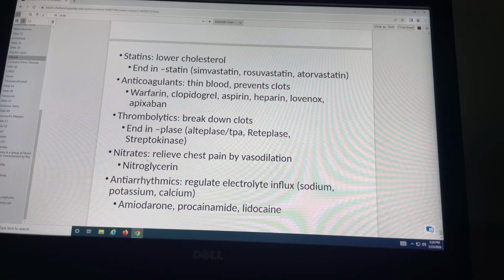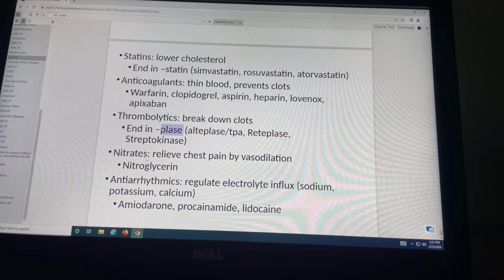We talked about the anticoagulants and thrombolytics already. Anticoagulants prevent clots, right? So there's warfarin. Aspirin is technically considered an anticoagulant. Heparin, Lovenox. There's so many different types, guys, but these are the very common ones that you should be able to recognize. And then thrombolytics, these are ones that actually deal with a clot that's currently there. So they will actually help break it up.